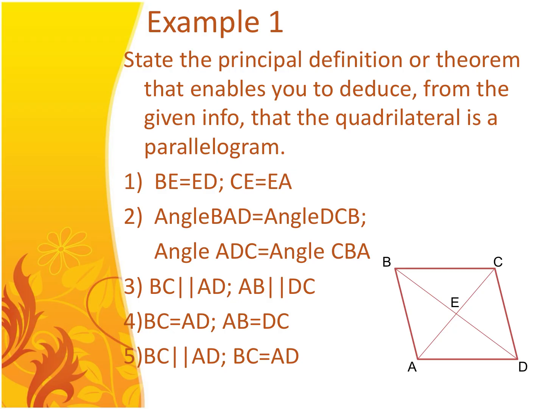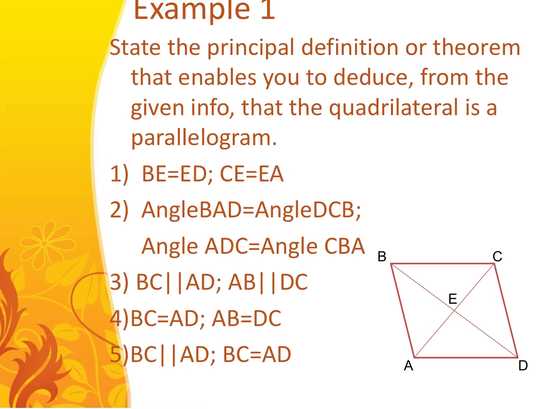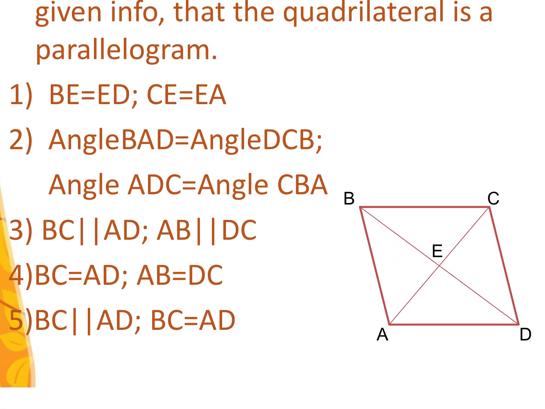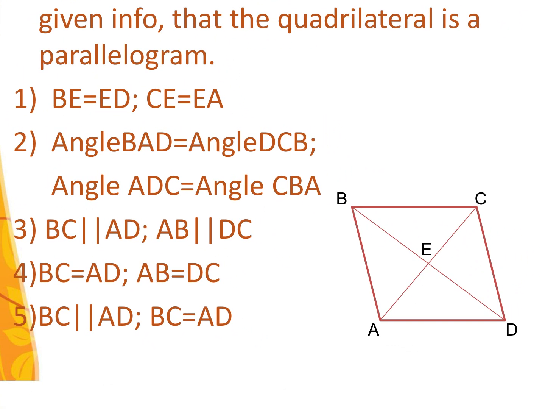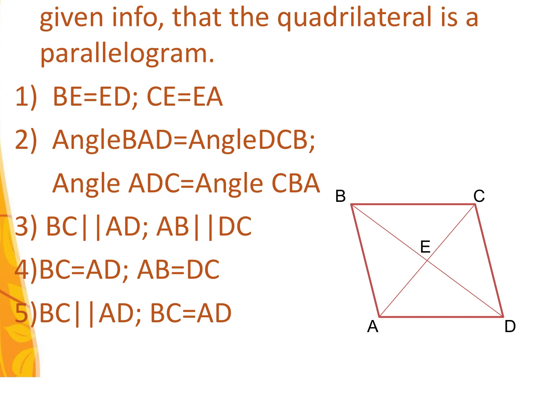All right, looking at example number 1, it says state the principal definition or theorem that enables you to deduce from the given information that the quadrilateral is a parallelogram. So they want me to look at these and determine which definition or theorem I am using for these. Looking at the first one, I'm going to do them all in different colors so we're not getting confused on my markings.